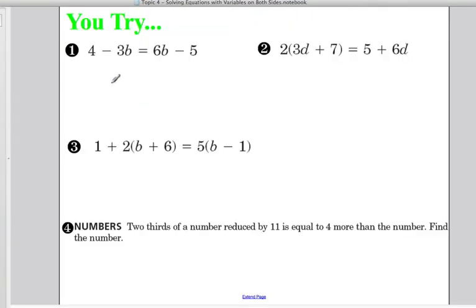Here are your U-tries, so variable on both sides. Here you have to distribute first, then solve. Here you got to distribute, combine the numbers, and distribute over here, then continue solving. And then this is very similar to the last two problems.